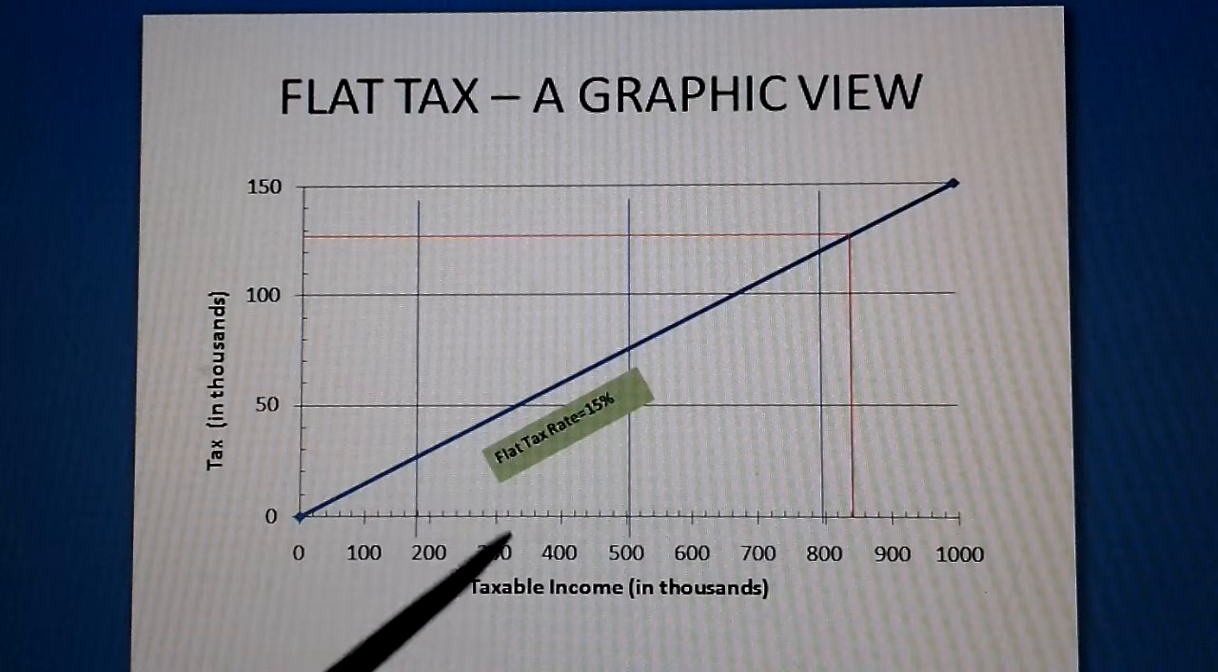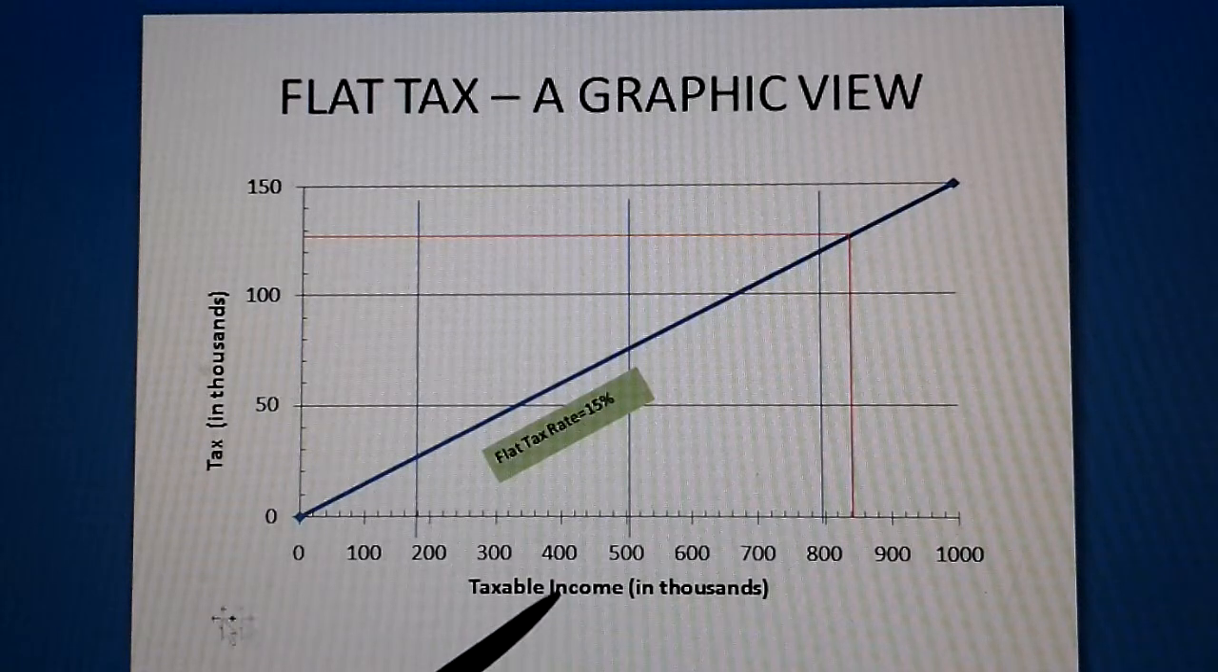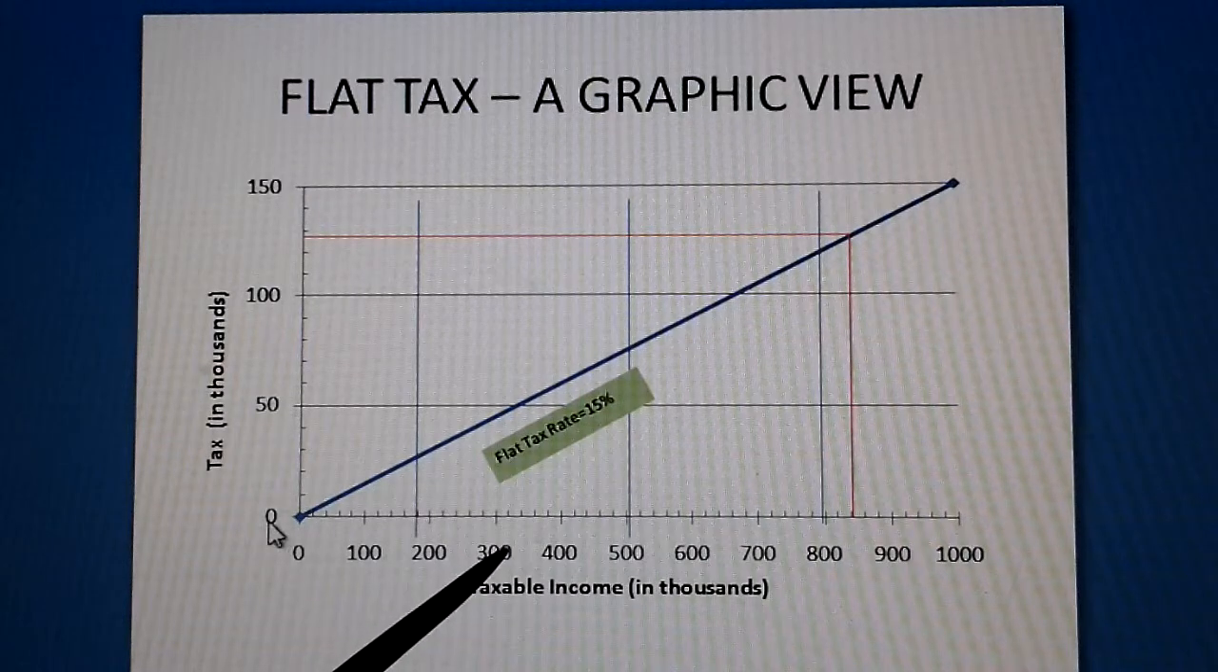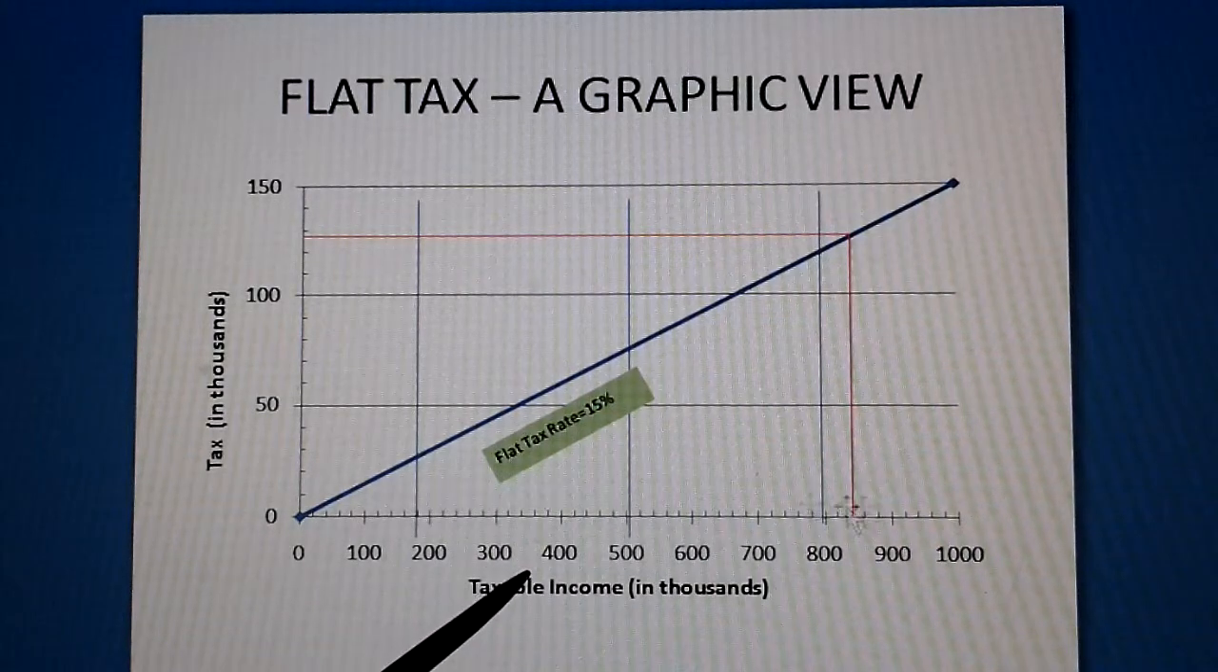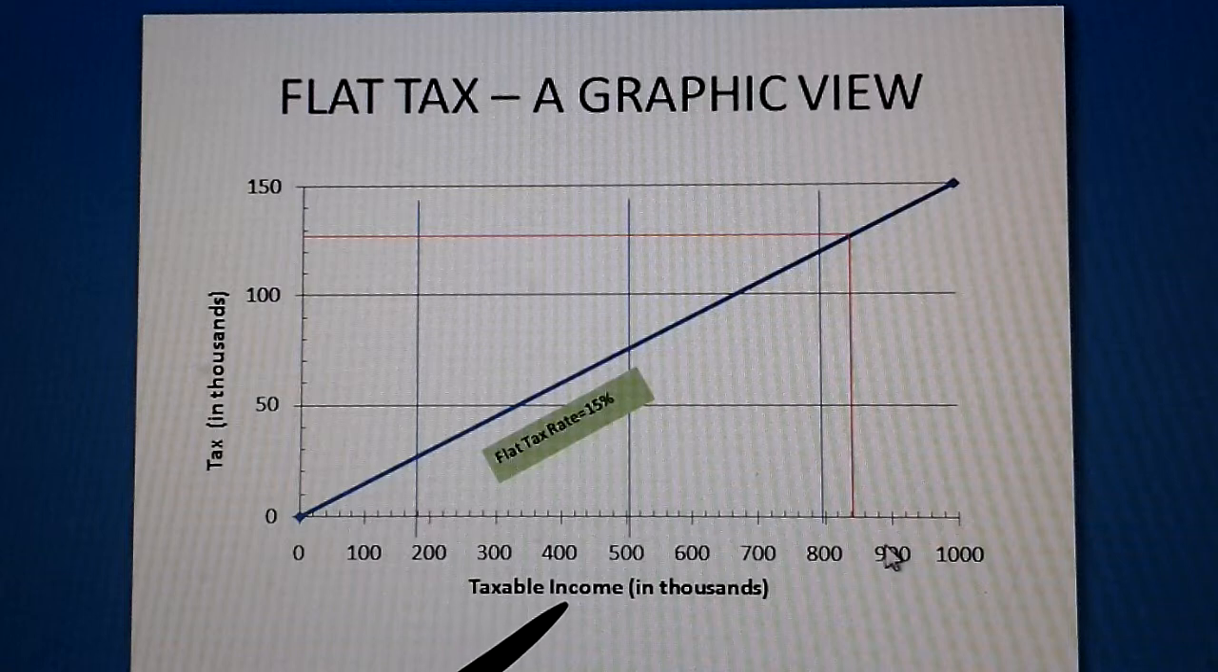And in this example, I've shown where the taxable income and the flat tax rate is 15%. So it's just straight away 15% of the taxable income. So if you earned 840, for example, you would then have roughly 15% of 840, which would be, let's see, 84, 42, 126, 126,000 rupees, or 1,26,000.